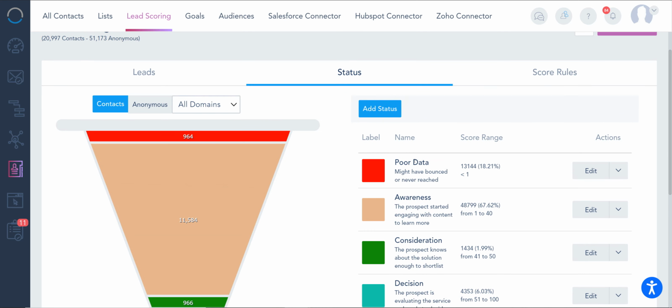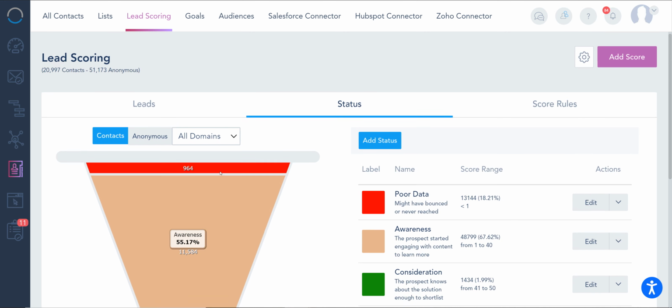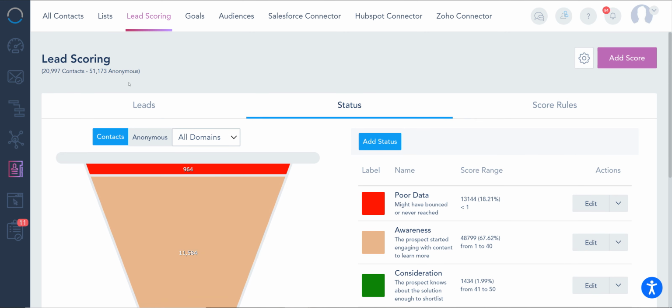Feel free to create your own stages. We call them statuses. And feel free to also change the labels, descriptions, colors, so this funnel will be branded to your own needs. A couple of important things on this view. When I access my lead scoring, I can see that I have 20,000 contacts in the database and have 51,000 anonymous visitors that I don't know who they are. These are people who are browsing around and doing things in the hopes that at some point when they convert, all that information will be carried over back to us.